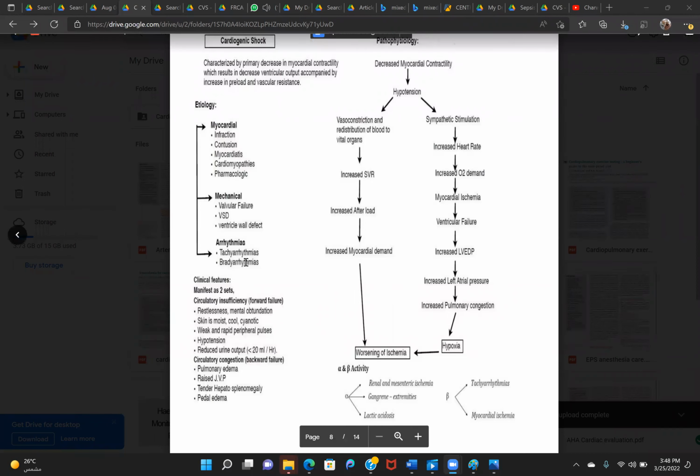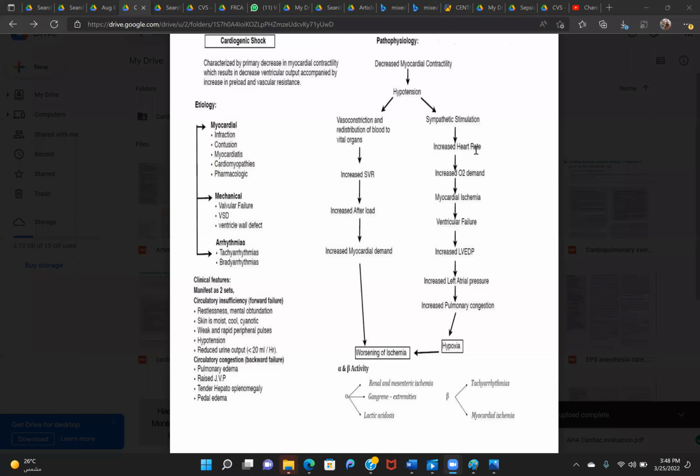Initially, the body will be responding, so that stage will be compensatory shock, and later on the body's own compensation will lead to a vicious cycle leading to a decompensated state. Okay, so this is the basic concept, because whenever there is sympathetic stimulation, there is increased heart rate. Actually, you see, this itself is creating a problem. The heart is already failing, already under stress. The cause may be ischemia, and the heart rate is now increasing.